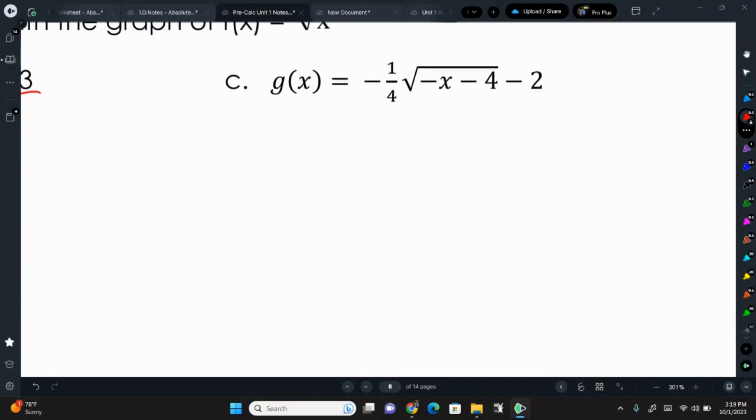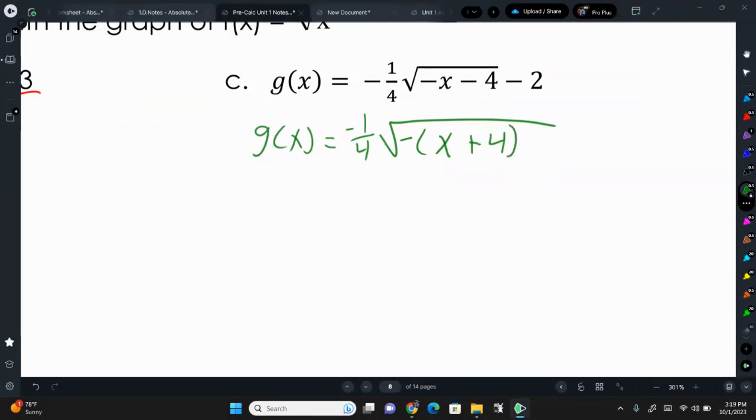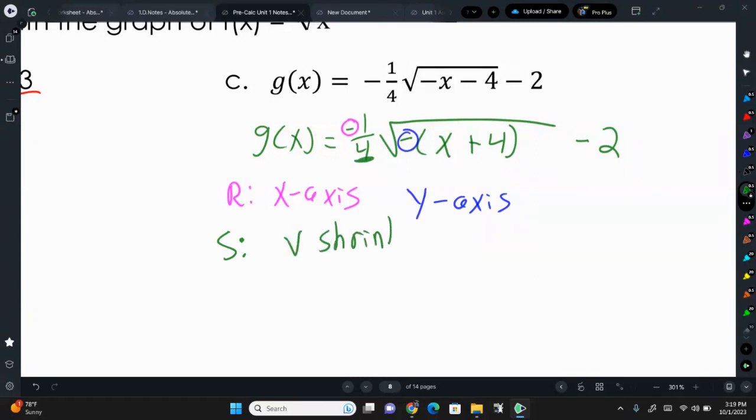Then letter C, well, we got a lot going on with letter C. So let's rewrite this though. When we factor out that negative, it's going to be x plus 4 under the radical and then minus 2 on the outside. So this actually has a reflection over the x-axis and the y-axis. Shrink or stretch, because it's a 1/4 in front, it is a vertical shrink. And then our translation is left 4 and down 2. So look at each part individually to get the RST list.